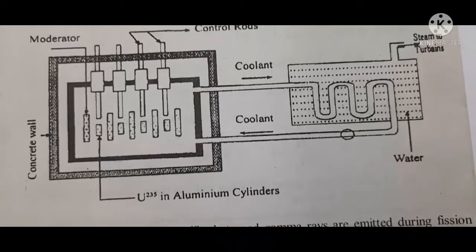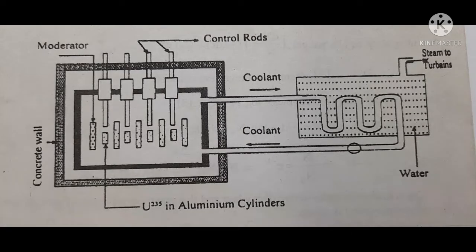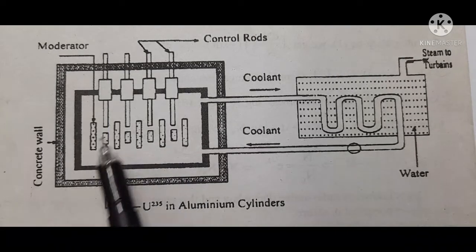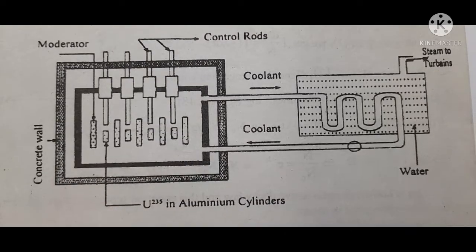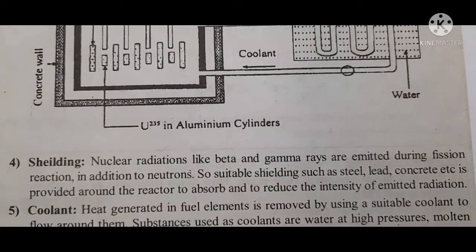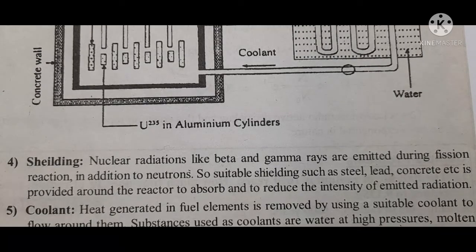So fourth point, from the diagram you can observe, this total will be the protective shielding. So this is a concrete wall. Yeah, concrete wall. This is the protective shielding. What will it do? Generally its thickness is about 1 meter, made up of concrete and steel.